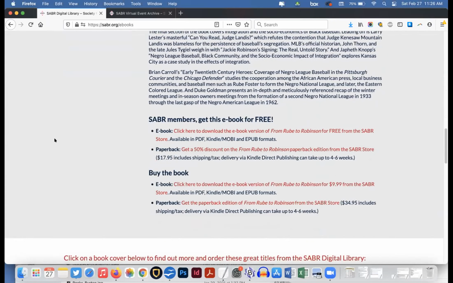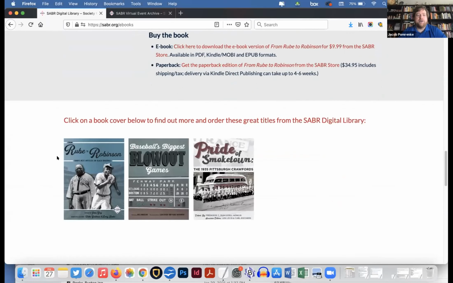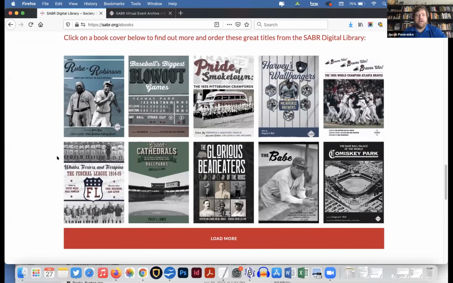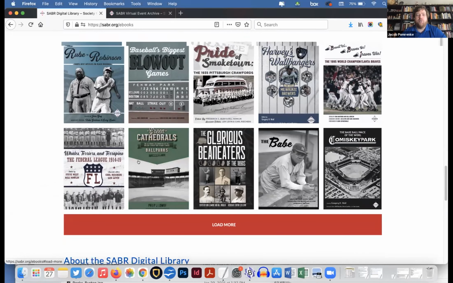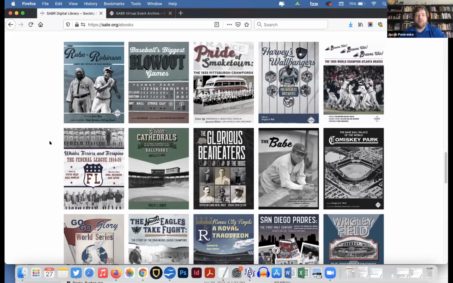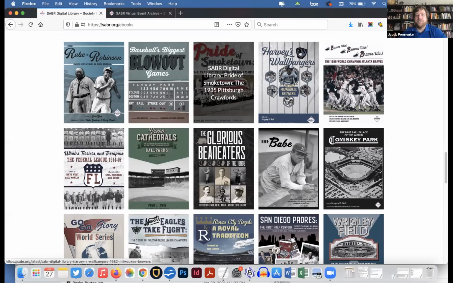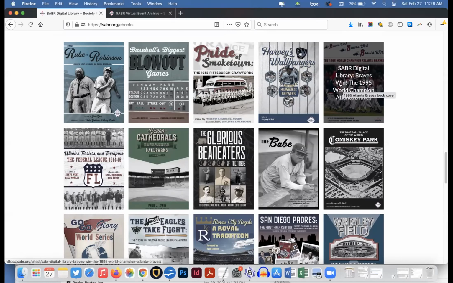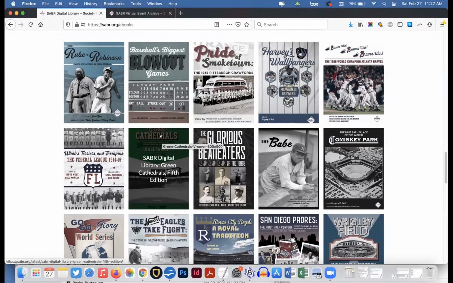You can also buy the paperback for 50% off through Saber. And we've got, I think, 85 or 87 books now through the digital library. All of those are free ebook downloads for Saber members on a wide variety of subjects. You can go through and read a book all about baseball umpires, all about baseball scouts. We've got books on memorable teams like the 1935 Pittsburgh Crawfords or the '95 Braves. I'm from Atlanta, so that's a team very close to my heart.